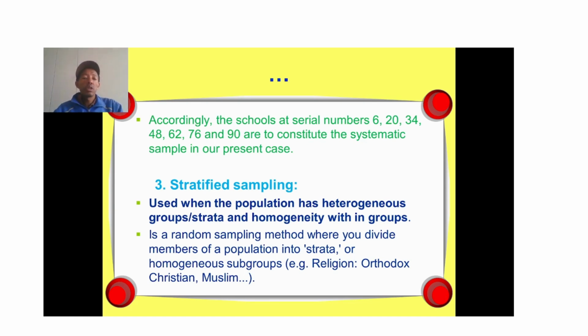and homogeneity within groups. It is a random sampling method where you divide members of a population into strata or homogeneous subgroups, for instance, religion, Orthodox, Christian, gender, male, female. So this kind of stratification, stratified population. So we use this stratified sampling when the population has heterogeneous groups or strata and homogeneity within the group.